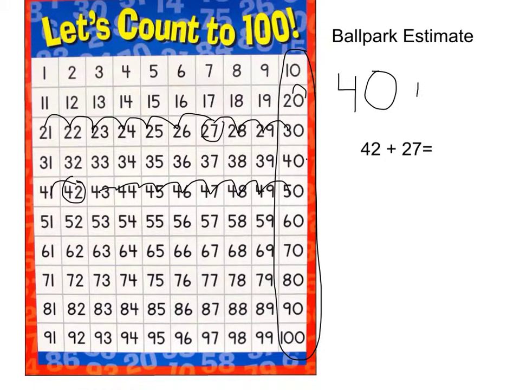So it would be 40 plus 30. Do you have that? Then for the answer, I'm going to think 40 plus 30. So I'm going to add 4 plus 3, and I know that's 7, and then add that 0 back. So 40 plus 30 equals 70. How'd you do?